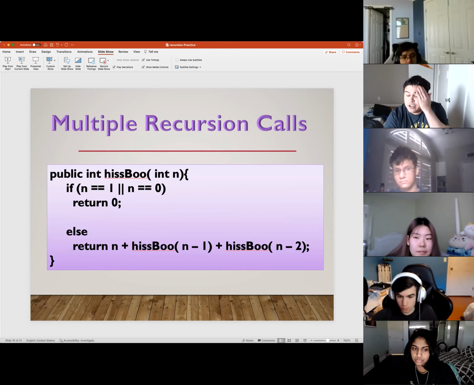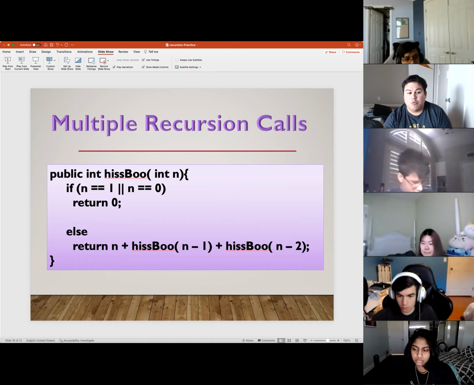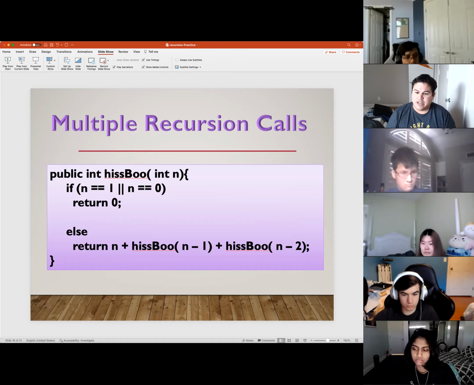All right, so now let's take a look at this one though. Multiple recursion calls. This is called two-level recursion. You will not see this on the AP. The most you would get is one-level recursion, but this is kind of just to show you how cray-cray, that's what the kids say on the street nowadays, how cray-cray recursion can get, right, Lance?